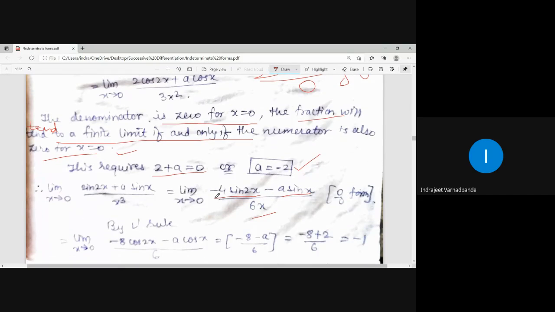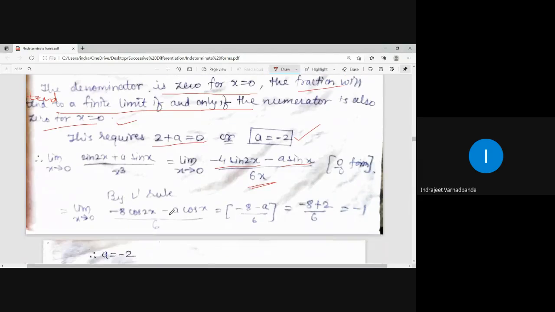So the limit as x tends to 0 of (minus 4 sin 2x minus a sin x) upon 6x. Again apply L'Hospital's rule, this x will be removed, and put the value of a as minus 2. That will give you the final answer of the limit as well. So we are here getting the limit value and the value of a as well. Clear?